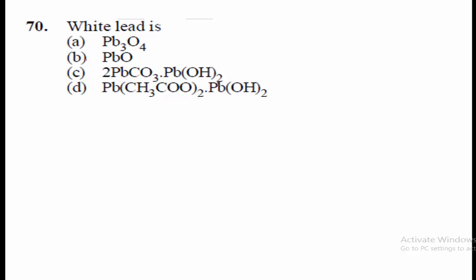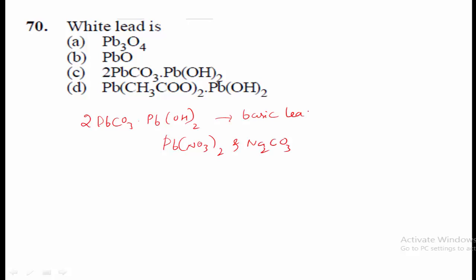70. White lead is nothing but 2 PbCO3, Pb(OH)2, which is prepared from Pb(NO3)2 and Na2CO3. Also it is called basic lead carbonate. White lead is also known as basic lead carbonate. Remember this. Therefore, which option is right here? Option C.